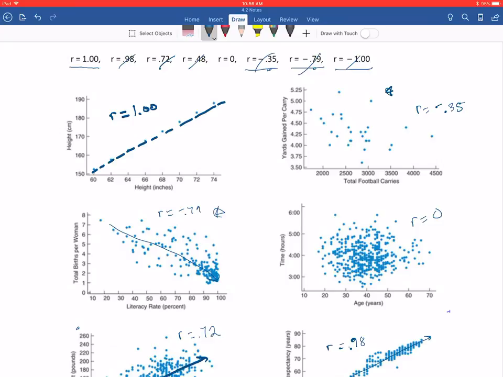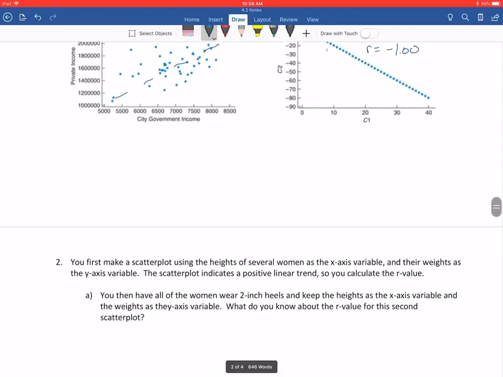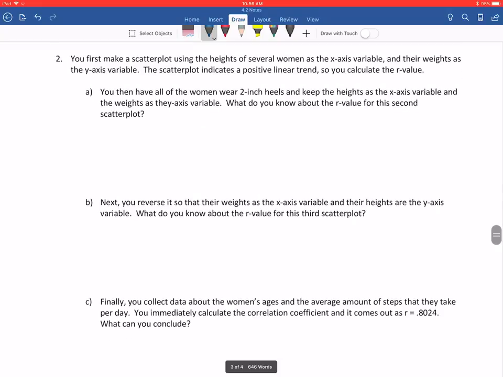And that leaves me with an r value of 0 to attach to this one. r equals 0 means there's really not any positive or negative trend going on. The points are just totally scattered. I could not label it positive or negative. Okay, we got them all.